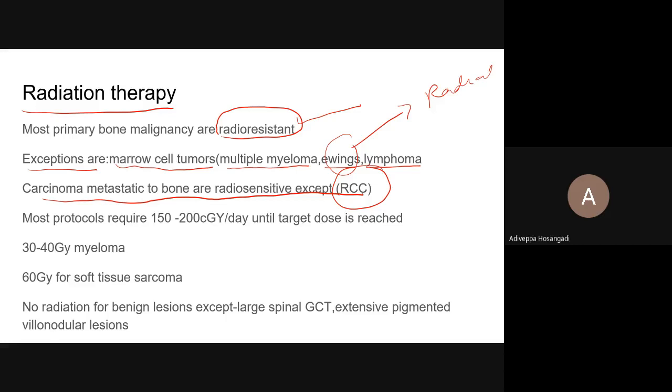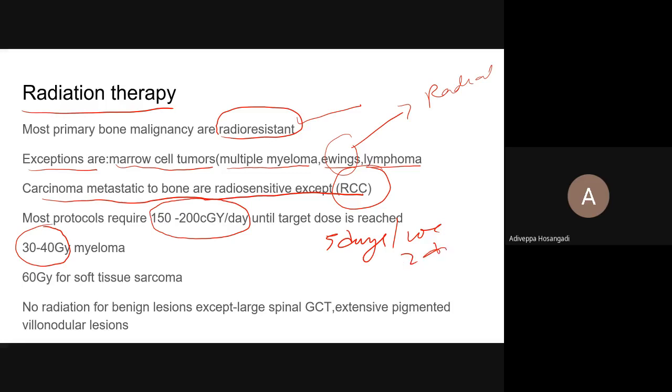So what is the generalized protocol for radiotherapy? 150 to 200 centigray per day is the dose. And what is the target dose? 30 to 40 gray. Remember, 100 centigray is 1 gray. So they give 5 days a week.